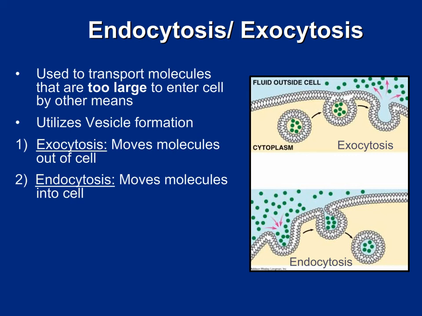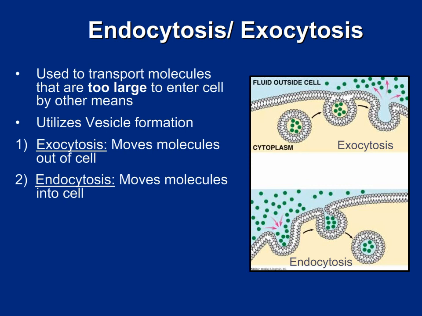So exocytosis would be the movement of a vesicle from inside a cell to an area outside the cell. For example, if we're making a protein in our rough endoplasmic reticulum and we want to extrude it from the cell, we'll do that through the process of exocytosis.